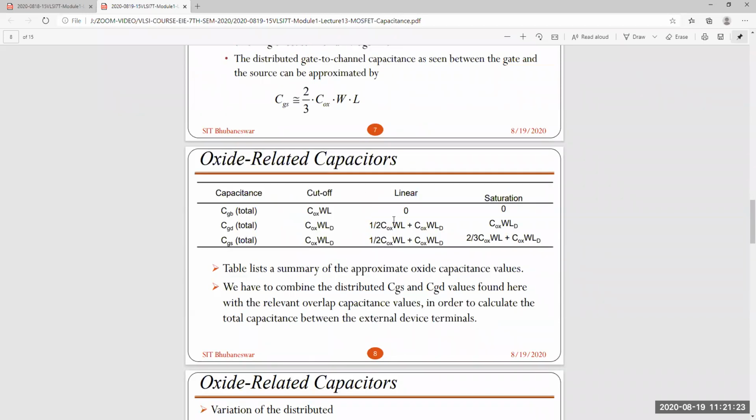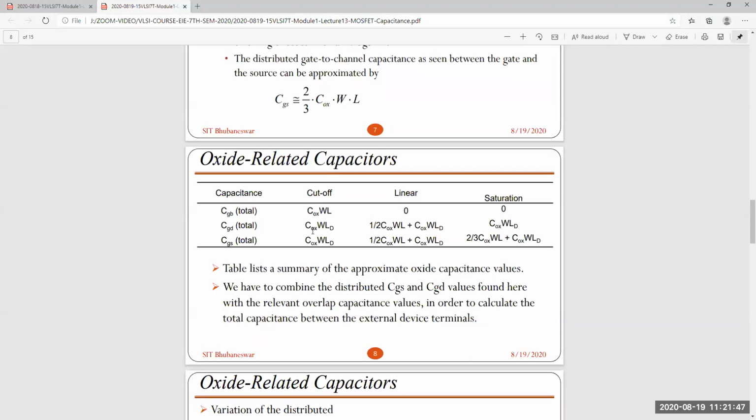Then finally, in a tabular format, you can see all these things. So capacitance in cutoff, CGB is complete Cox into W. Cox, always remember, is for area. Cox is equal to capacitance per area. That's why we are multiplying by area, so that we will get a capacitance.